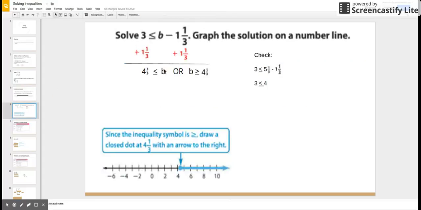All right, here is another example. We have solve 3 is less than or equal to b minus 1 and 1/3. Graph the solution on a number line. So here we have minus 1 and 1/3.